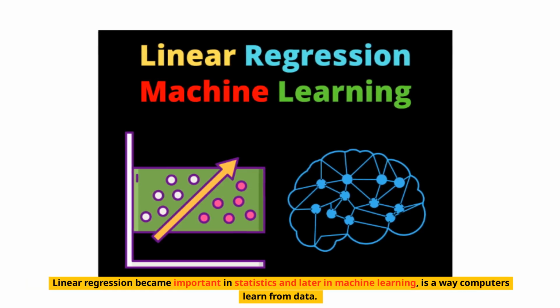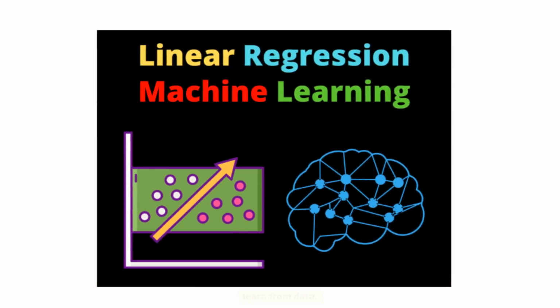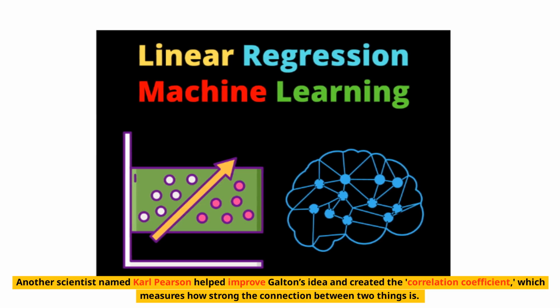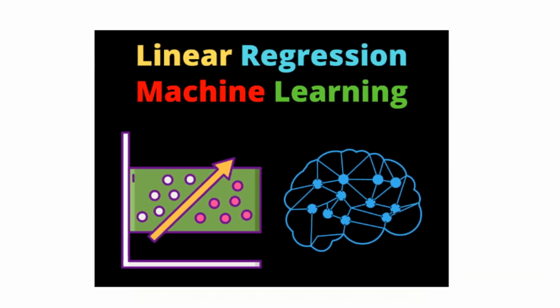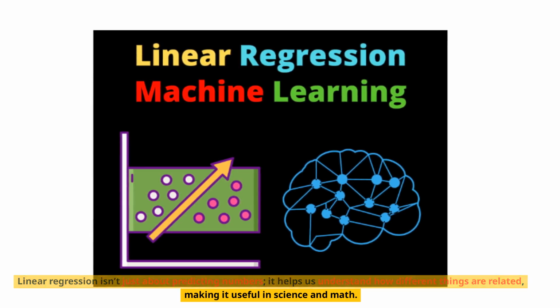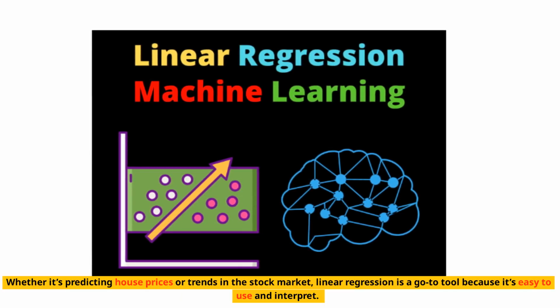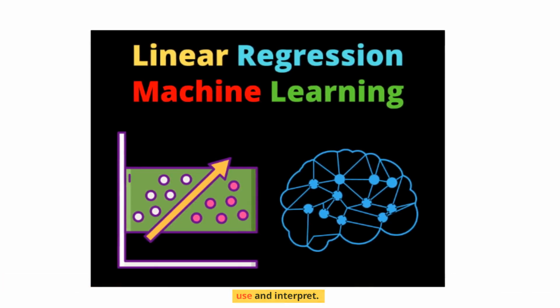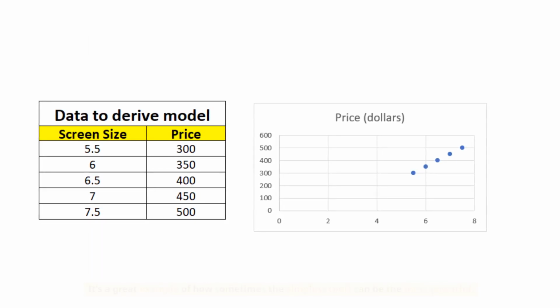Linear regression became important in statistics, and later in machine learning, as a way computers learn from data. Another scientist named Karl Pearson helped improve Galton's idea and created the correlation coefficient, which measures how strong the connection between two things is. Linear regression isn't just about predicting numbers. It helps us understand how different things are related, making it useful in science and math. Whether it's predicting house prices or trends in the stock market, linear regression is a go-to tool because it's easy to use and interpret. It's a great example of how sometimes the simplest tools can be the most powerful.